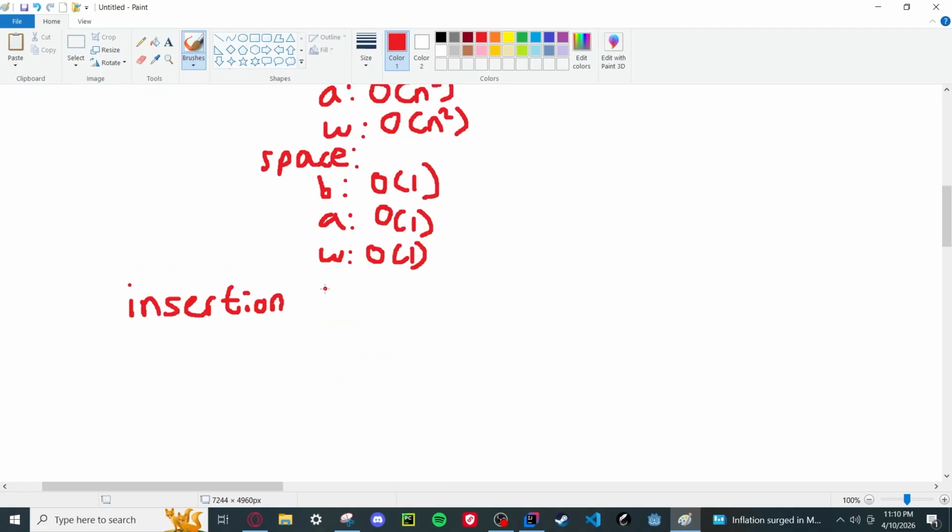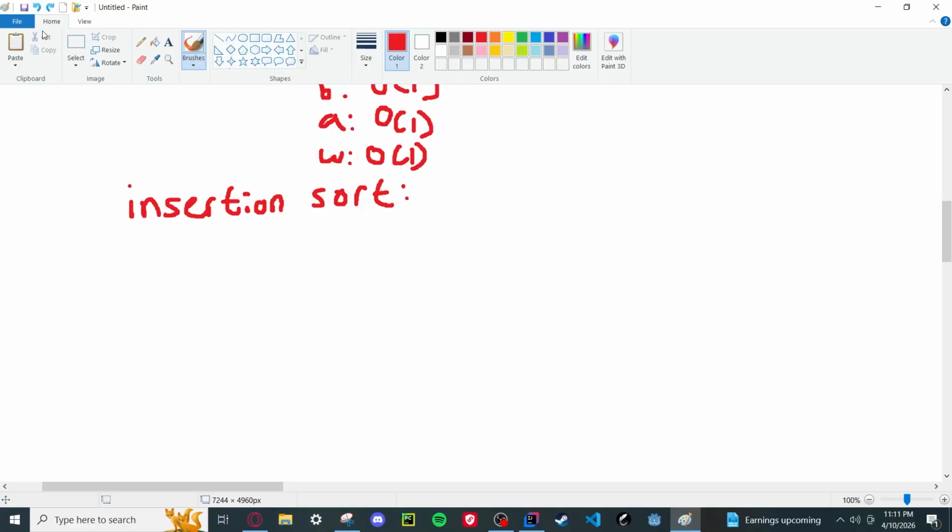Let's talk about insertion sort next. Insertion sort is basically: the values that come before the current value we're looking at, if those values are bigger, push those values up, and then in the blank space, fill in the original value there.